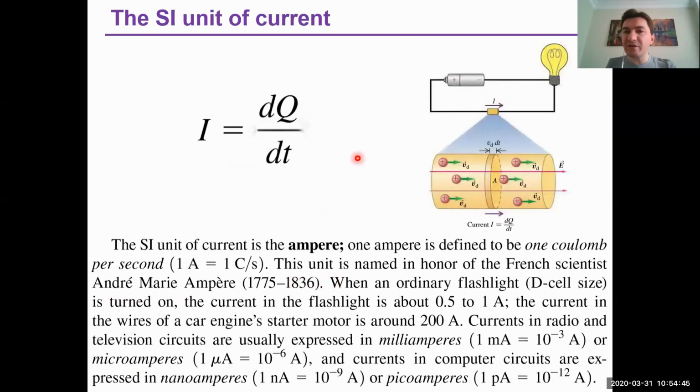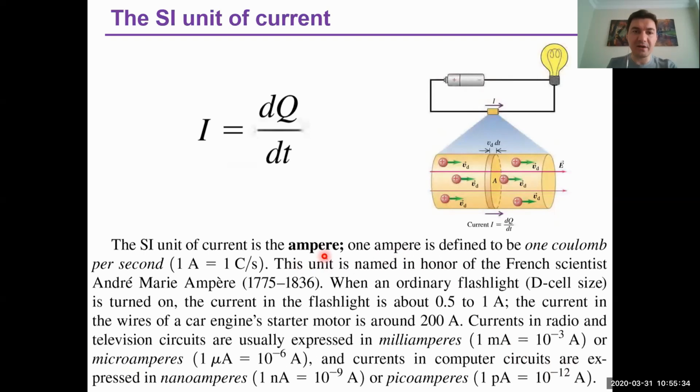Now let's try to compare the currents depending on different instruments. For example, a flashlight, in Turkish fener, the cell size. The current in the flashlight is about 0.5 to 1 amp. The current in the wires of a car engine's starter motor is around 200 amps. The currents in radio and television circuits are usually expressed in milliamperes or microamperes, and the currents in computer circuits are expressed in nanoamperes or picoamperes. Very small currents in computer circuits.